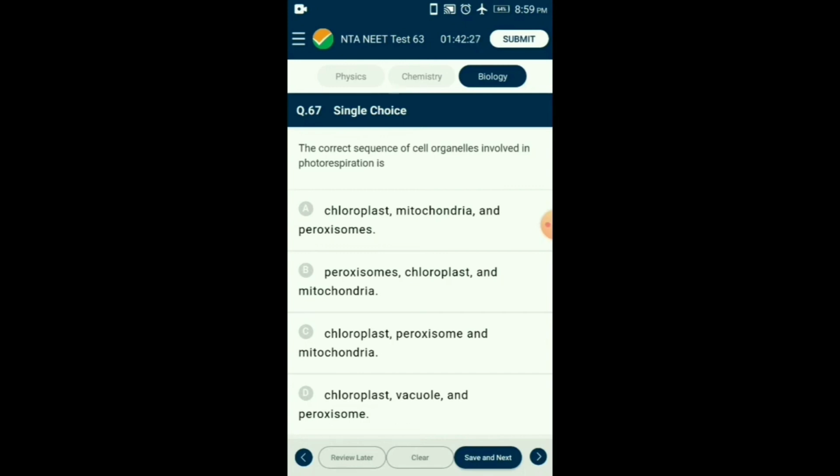It leads to oxidation of a considerable amount of photosynthetic products to carbon dioxide and H2O without the production of useful energy. Photorespiration occurs only in C3 plants because at high temperature and high oxygen concentration, RuBP carboxylase changes to RuBP oxygenase. So the answer for this question is option C. It takes place in chloroplast, peroxisome and mitochondria.